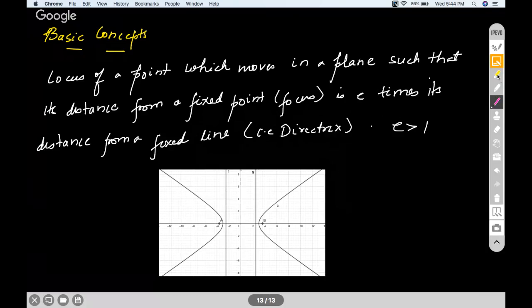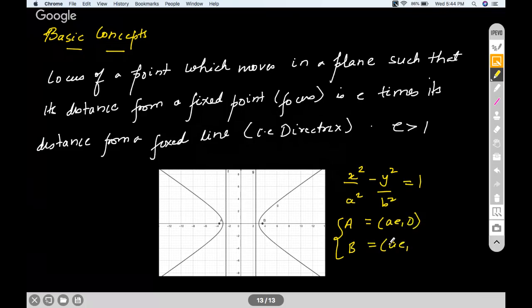Now, the equation of this hyperbola, I will not derive it. We have already learned it in class 11. So x square by a square minus y square by b square equal to 1 is a standard form of a hyperbola, where these are the foci. Let me name the foci as A and B. The foci are taken as ae comma 0 and minus ae comma 0. So these are the foci of the hyperbola.